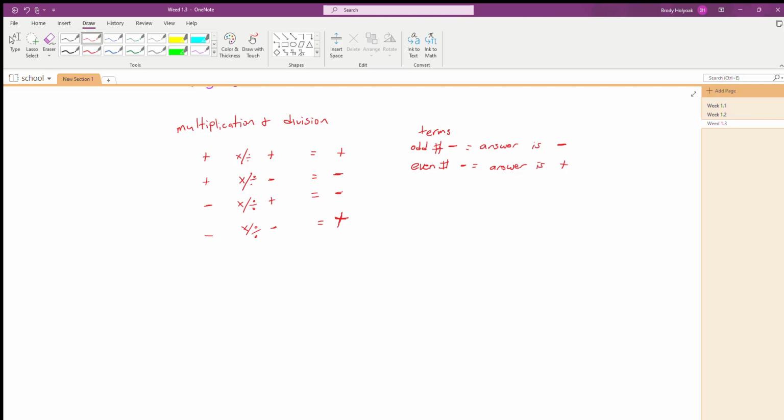We're going to be doing a lot of multiplication and a lot of division when we get into electronics, and remembering this rule is just going to keep our numbers from getting completely screwed up.